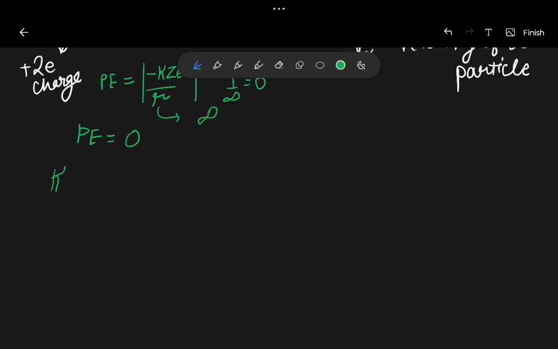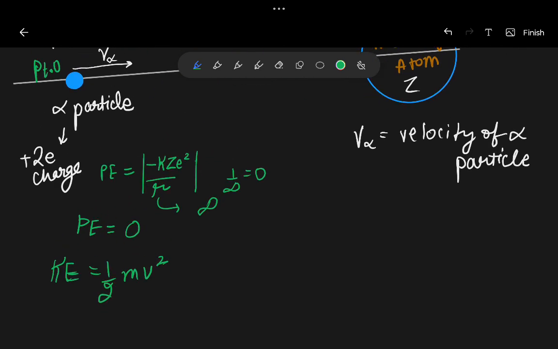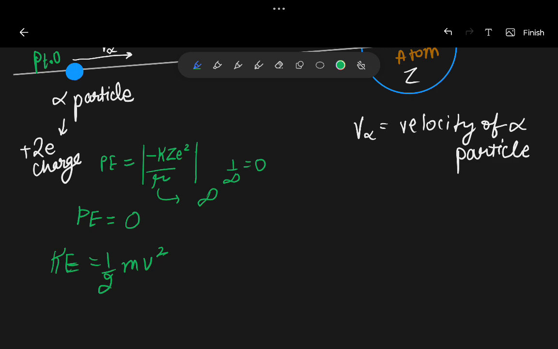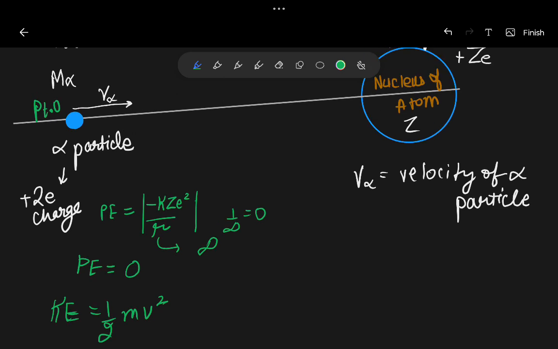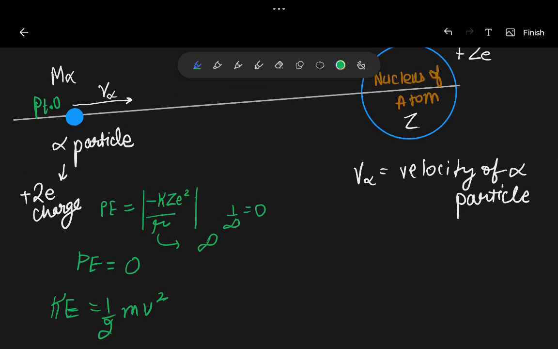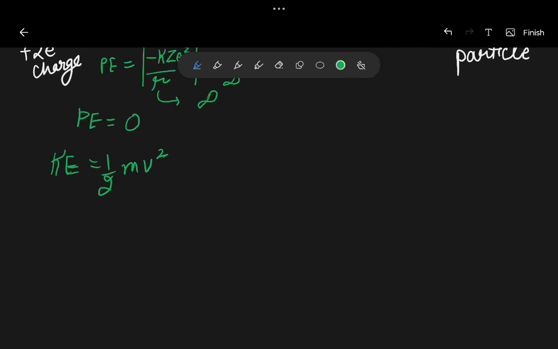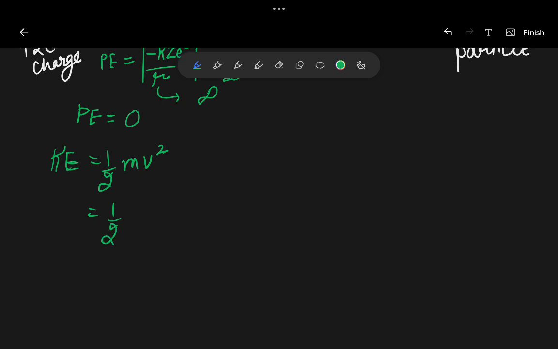And for kinetic energy, as you know, the formula is half mv square. We just found out that the potential energy of this particle at this position is 0. Now let's find the kinetic energy. It will be half mv square. The mass of that particle is m alpha, and this is v alpha, and I'm going to square it. So this is the kinetic energy at this point, and this is the potential energy.